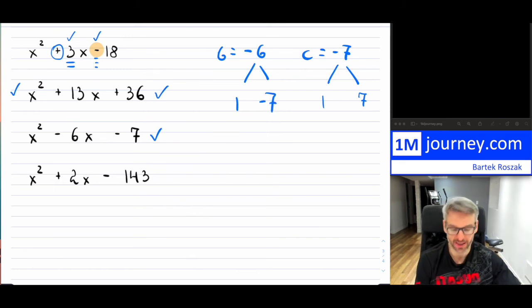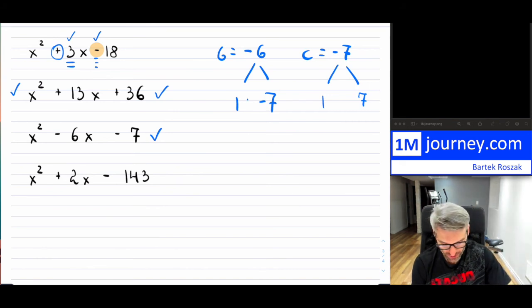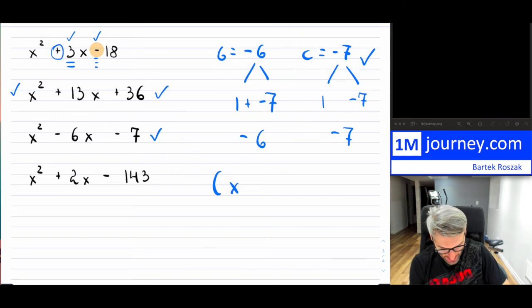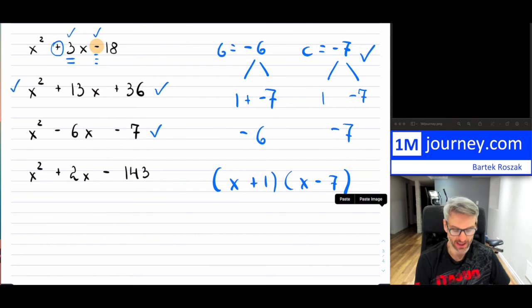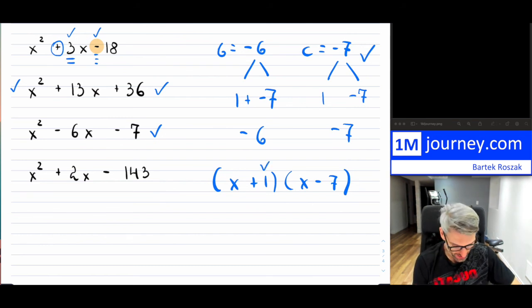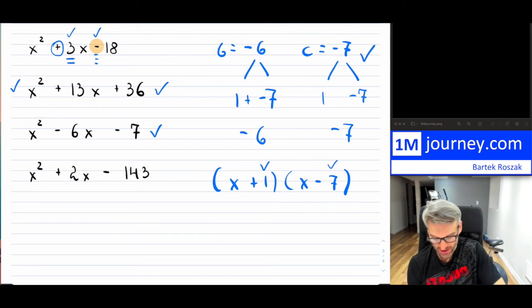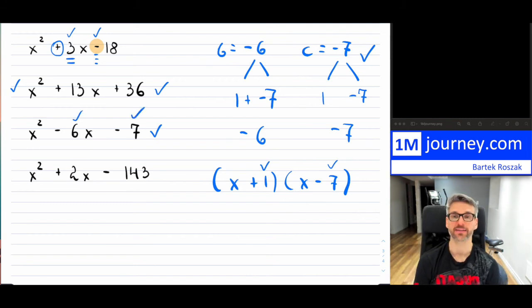Well, it's going to be the -7. That has to be negative because when I add these together, I'm going to get -6, and if I multiply these, I'm going to get -7. And there you have it. You found your two numbers. This would mean that I would have x plus 1, x minus 7. Again, you can check. 1 times -7 gives you -7, and then 1 plus -7 is -6. And those are the two that I needed there.